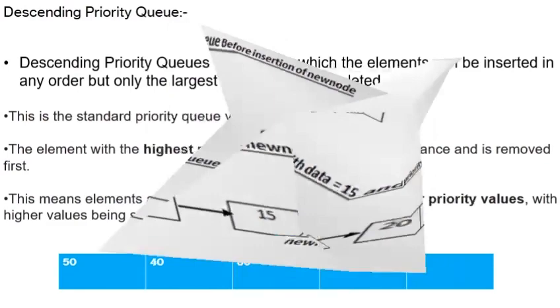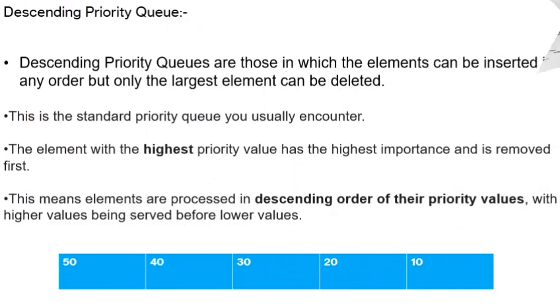Next, we move on to descending priority queues. Descending priority queues are those in which the elements can be inserted in any order but only the largest element can be deleted first. So this is the standard priority queue you usually encounter. Here we have arranged the elements as seen in the table in descending order. So 50 will be the first element; that is, the highest valued element will be the first one to be removed. The element with the highest priority value, here in this case 50, will be given the highest importance and will be removed first.